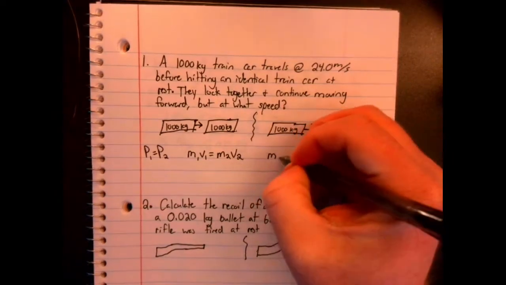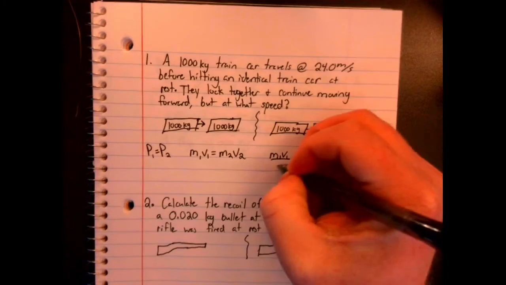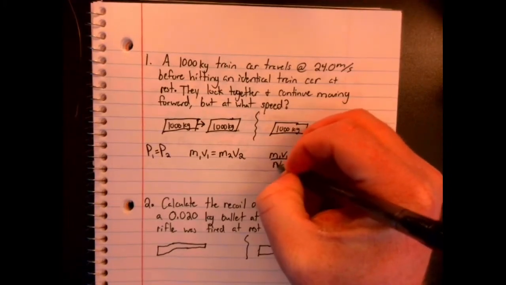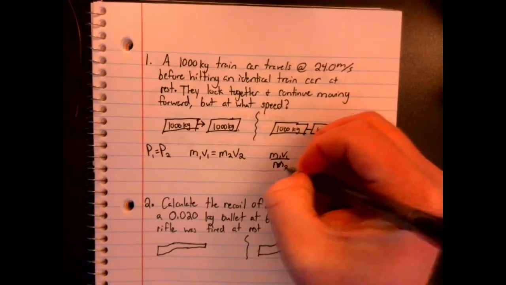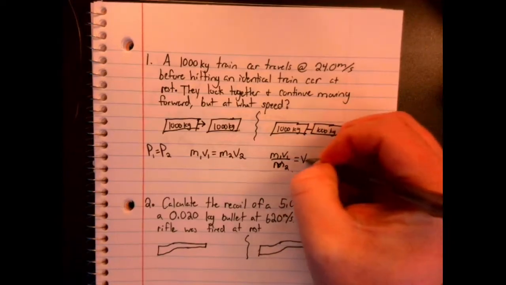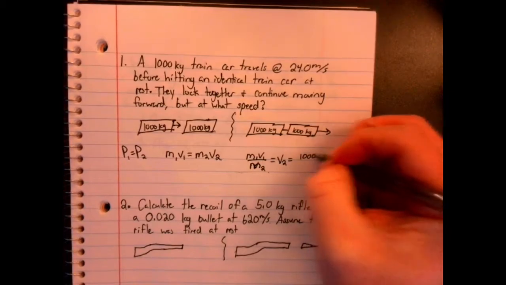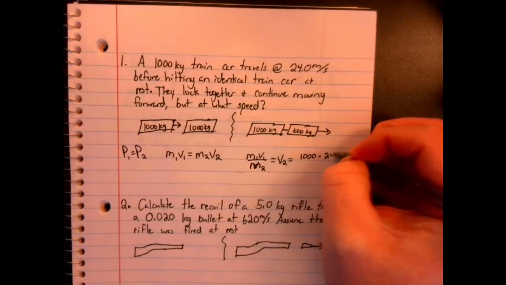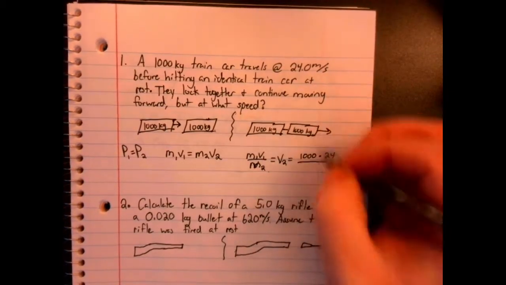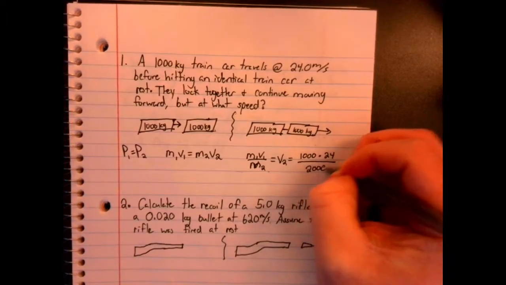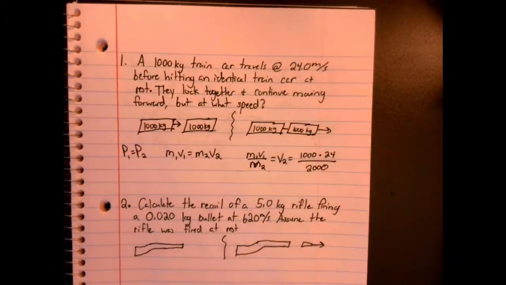So I'm going to go ahead and do M1 V1 over M2 equals V2. So we're just going to take our mass, which is 1,000, and multiply that by 24. And then since they're combined together, our mass is going to be 2,000. At this point, you may notice that the math is actually really easy here. And this is what I was going to get at by the second way you could approach this problem.